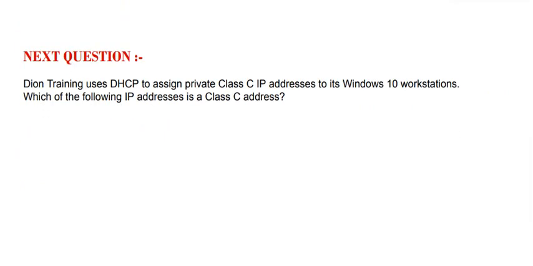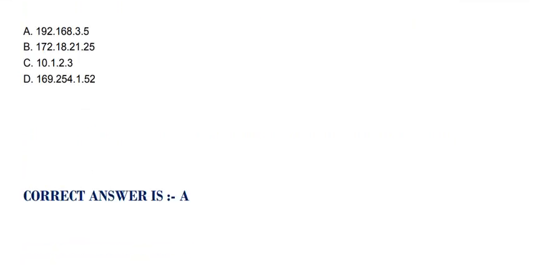Next question is, Dion Training uses DHCP to assign private Class C IP addresses to its Windows 10 workstations. Which of the following IP addresses is a Class C address? The options are, option A, 192.168.3.5, option B, 172.18.21.25, option C, 10.1.2.3, and option D, 169.254.1.52. The correct option is option A.